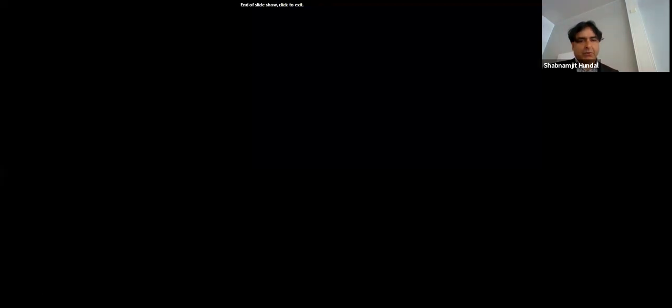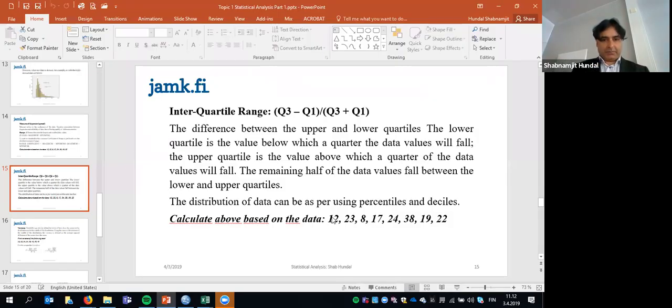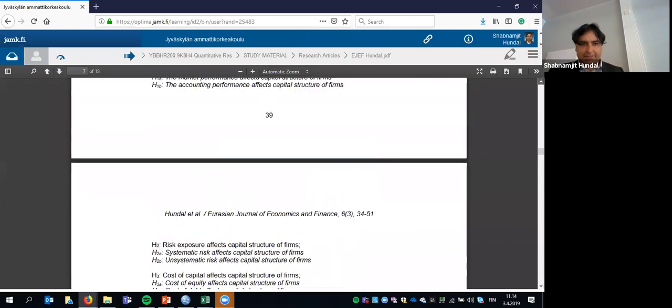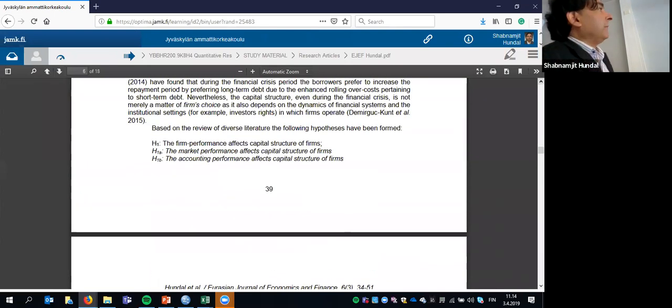I want to take you to correlation. Where is correlation, by the way? If you see this article, there are some hypotheses. You don't really have to understand this paper because this may not be your field. It's my field, finance and stuff. Look at the hypothesis. I write H2. There'll be H1 also, but let's not go that far back. Well, we can actually, if we wish to. Yeah, there is H1: the firm performance affects capital structure of the firm.